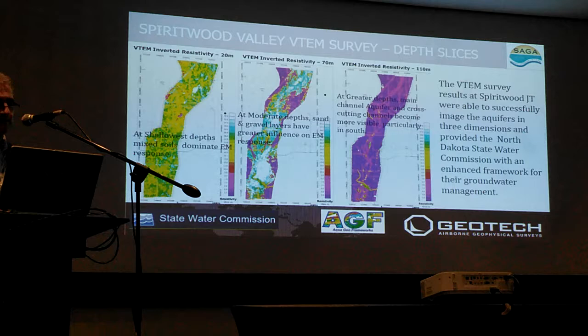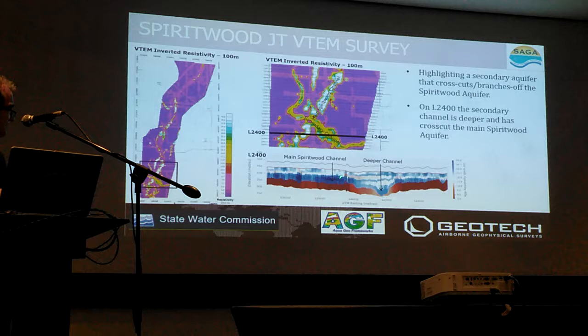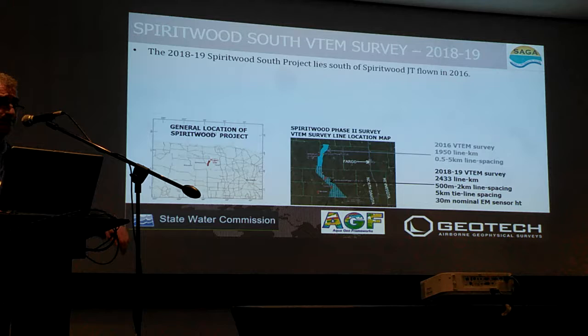Here's just a blow-up of that area, where we were looking at a section across. Here's the main Spiritwood channel, here's the secondary channel, and they show up as incised channels. Cool. And the client was elated. They had indications of this in their well data, but they didn't know where the channels were, so having the EM plot for them was very important. Now I'm getting on to the 2019 survey.